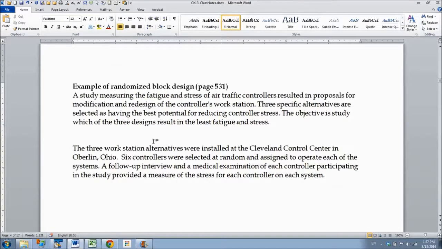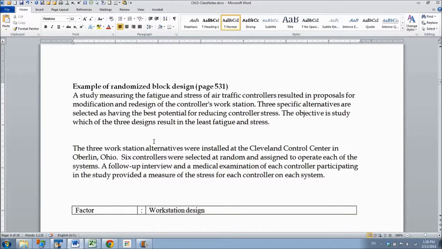So one controller may go A first, then the B design second, and C as the third one. And another controller may go B first, and then A, and then C. So the order in which they work the 3 designs is randomly determined.